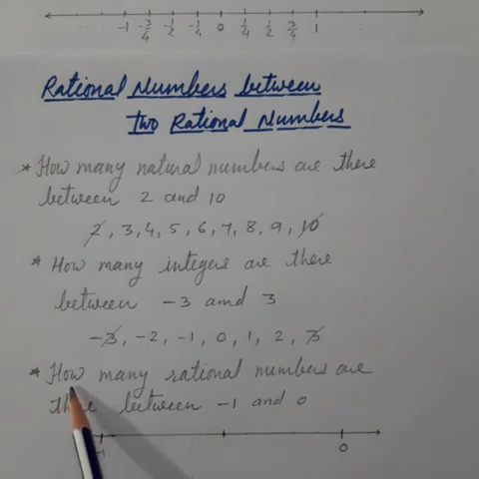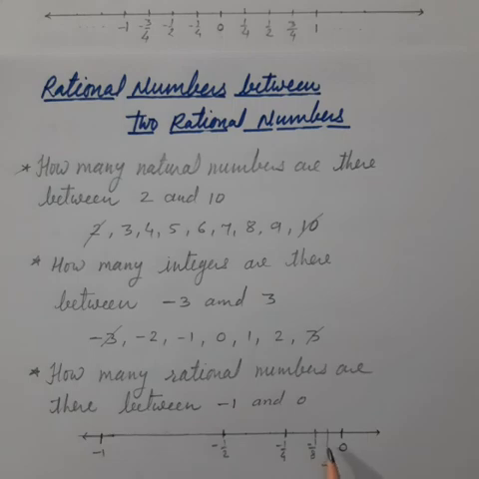But if the question is how many rational numbers are there between minus 1 and 0, how to count? Between minus 1 and 0, we get here minus 1 by 2. Between minus 1 by 2 and 0, again half, we get minus 1 by 4. Again half of this, we get minus 1 by 8. Again half of this, we get minus 1 by 16 and so on. So we can find an unlimited number of rational numbers between any two rational numbers.